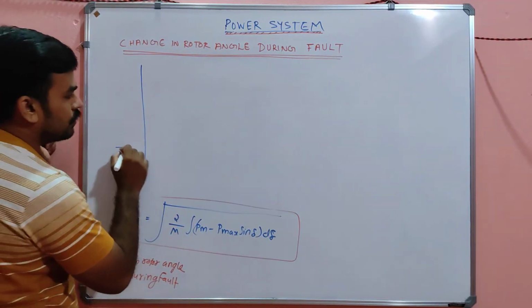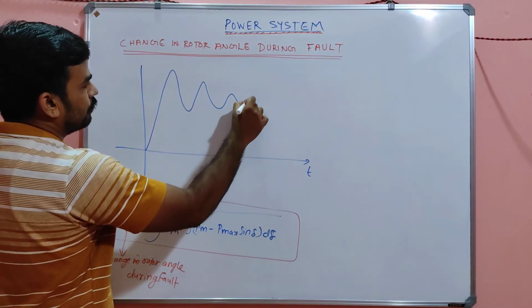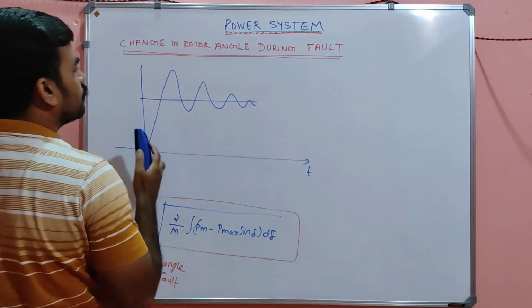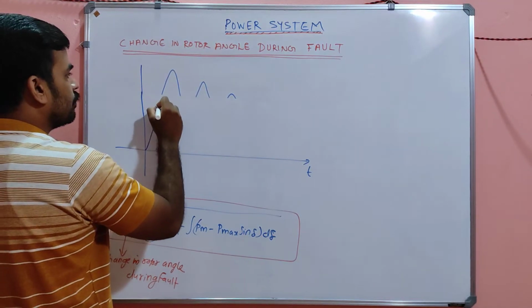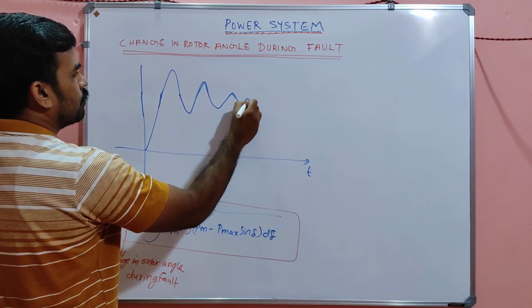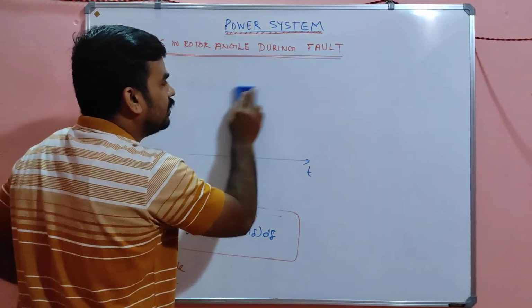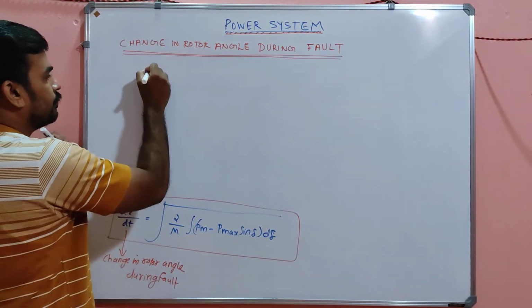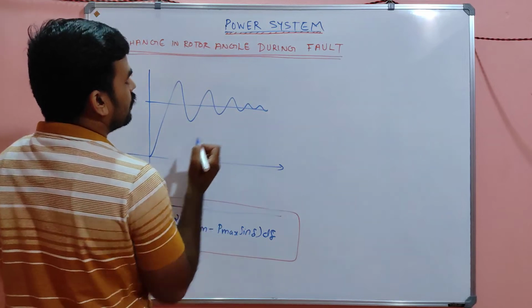So if you are drawing the variation of del with respect to time, a straight line is very difficult, right? Okay, I will try it now.